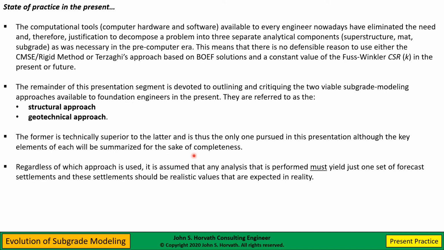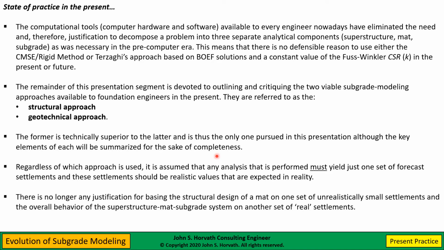Whichever approach you use, I think at the present time it's realistic to assume that the analysis must yield one set of forecast settlements. This idea of, well, I've got these phony small settlements I use for structural design and these real settlements I use for geotechnical, there's no justification for that. Look, the real structure is going to have one set of settlements. Your analysis should produce one set of settlements, not two. And these should be realistic settlements, obviously. And again, as I've already said, we should not be basing structural designs on unrealistically small settlements.